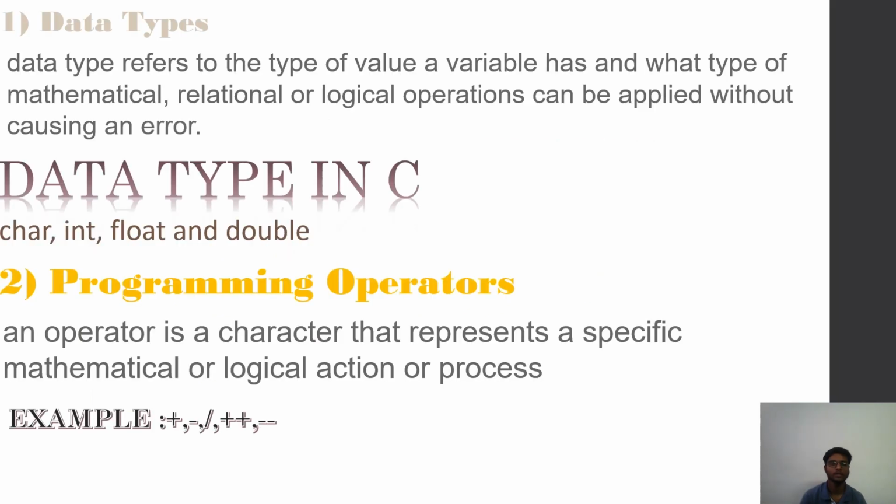Now let us discuss data types. Data type refers to the type of value a variable has and what type of mathematical, relational or logical operations can be applied without causing an error. The data types in C are character, integer, float, and double.